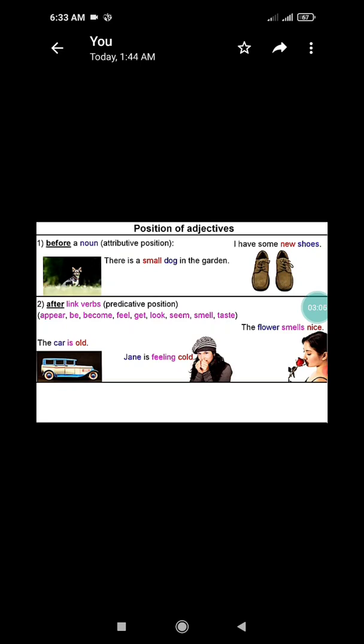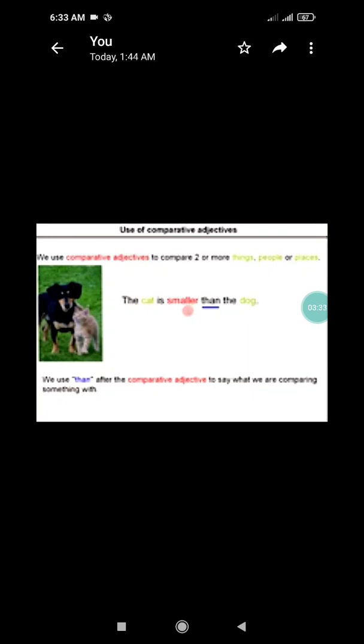Jane is feeling cold. The adjective cold is after the linking verb feel. The flower smells nice. As we can see, the adjective nice is after the linking verb smell. Okay? Now let's get back to our main lesson, comparative adjectives.